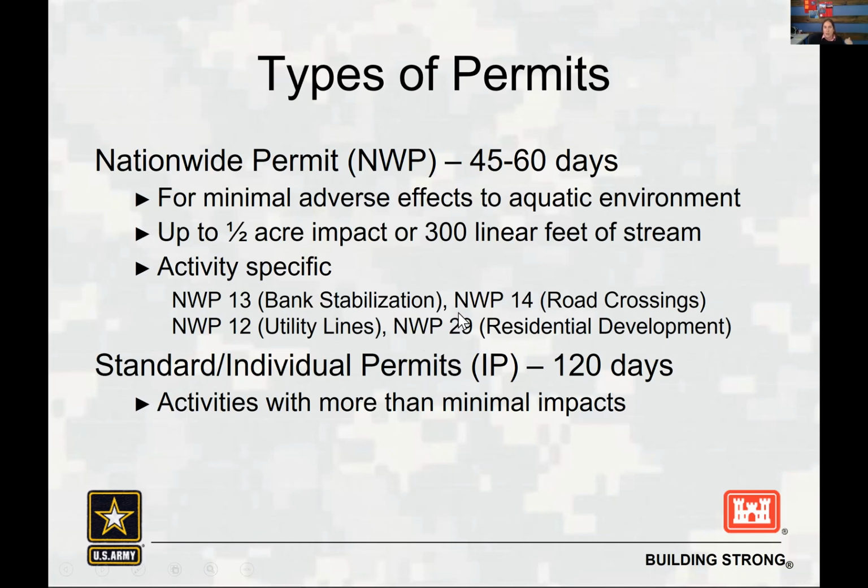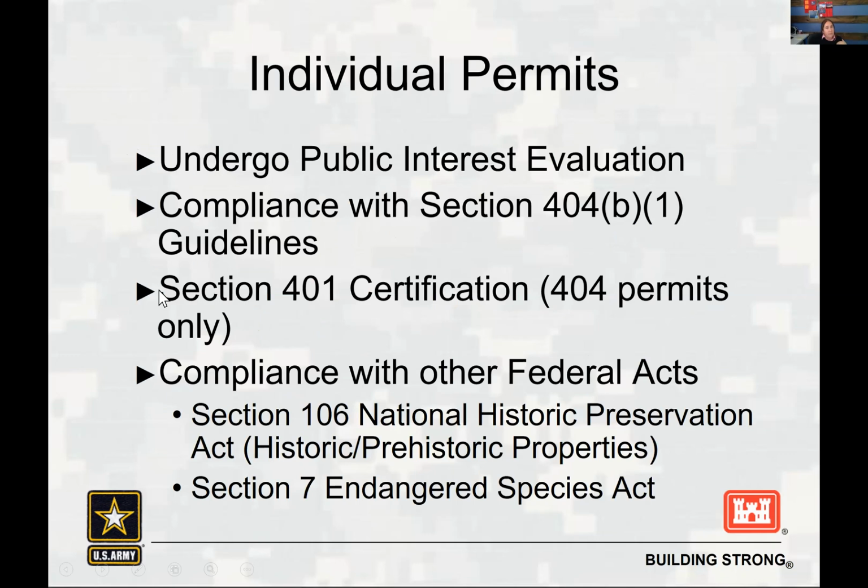and things like that. And those are limited to half an acre of impacts and 300 linear feet of stream impacts. And then if we can't authorize your project under that, we would have to go through an individual permit, which takes a little bit longer because it's a more in-depth review, usually 120 days from a complete application. And those require a full public interest review, Section 404(b)(1) guidelines.